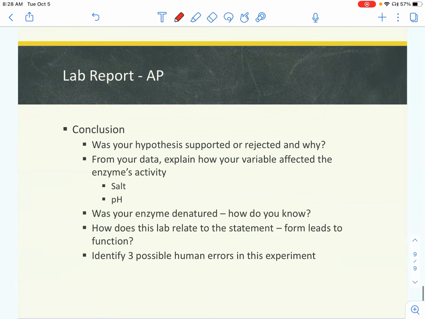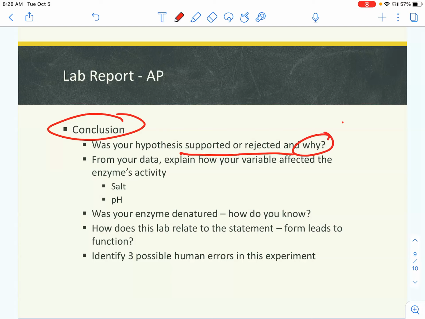And then finally, the conclusion. So here's your conclusion. Everybody's conclusion should be different. So was your hypothesis supported or rejected? And why? Again, we're using data here. We're not just guessing, we're using data. From your data, explain how your variable affected enzyme activity.